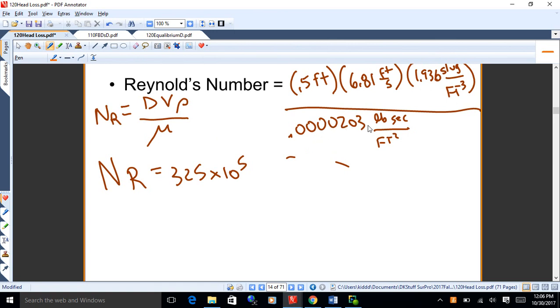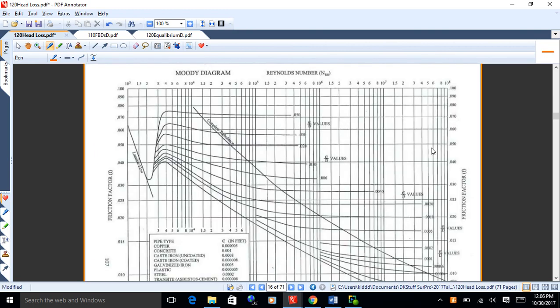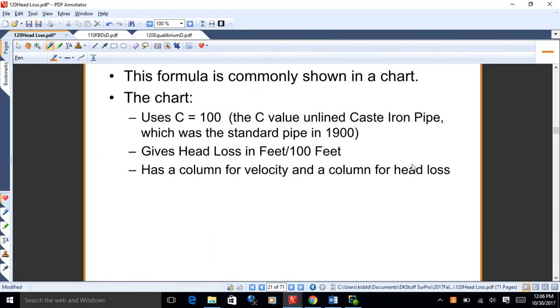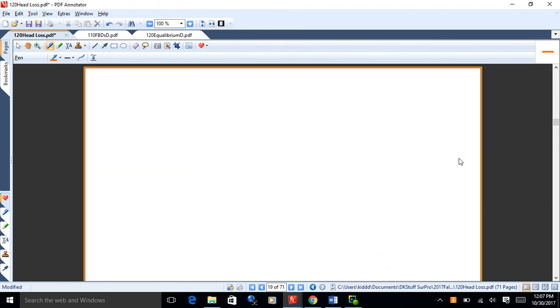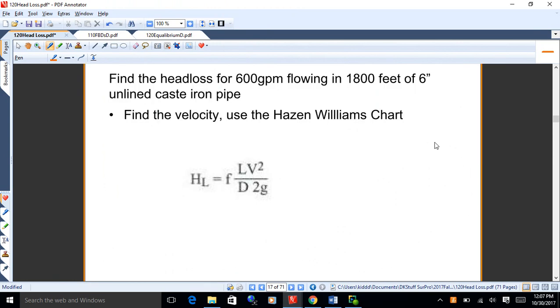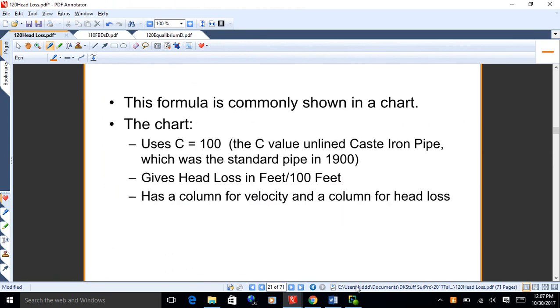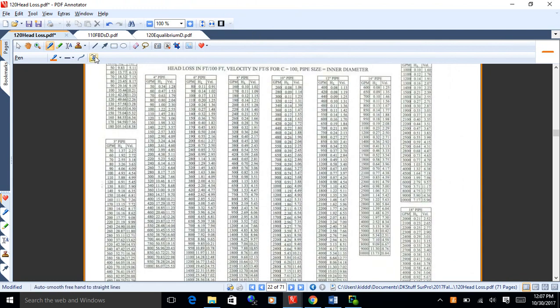Now, I was mentioning that the place to find velocity, instead of doing a bunch of calculations, is on this chart right here. This is the Hazen and Williams chart. So that's good, if for nothing else, to find velocities. That's on page 108. Correct. So we got 6-inch pipe, and what we've got going on here is 6-inch pipe, 600 gallons per minute. So if you have a look on the chart, 6-inch pipe.